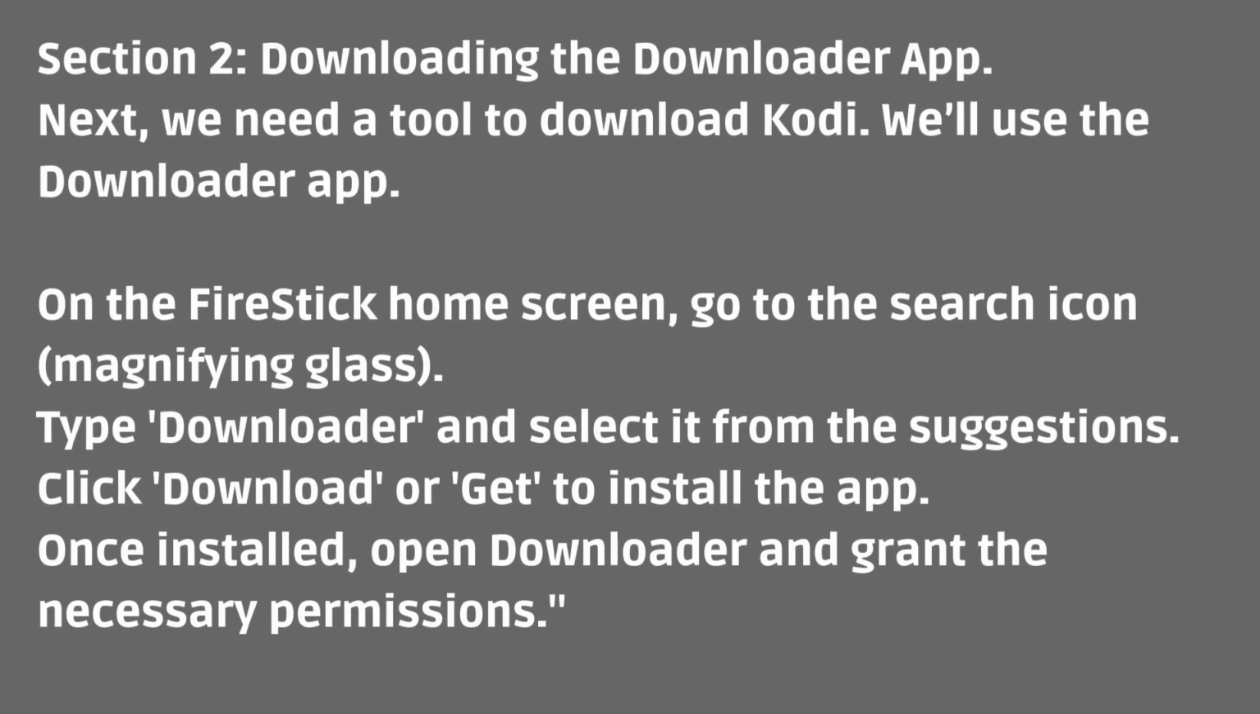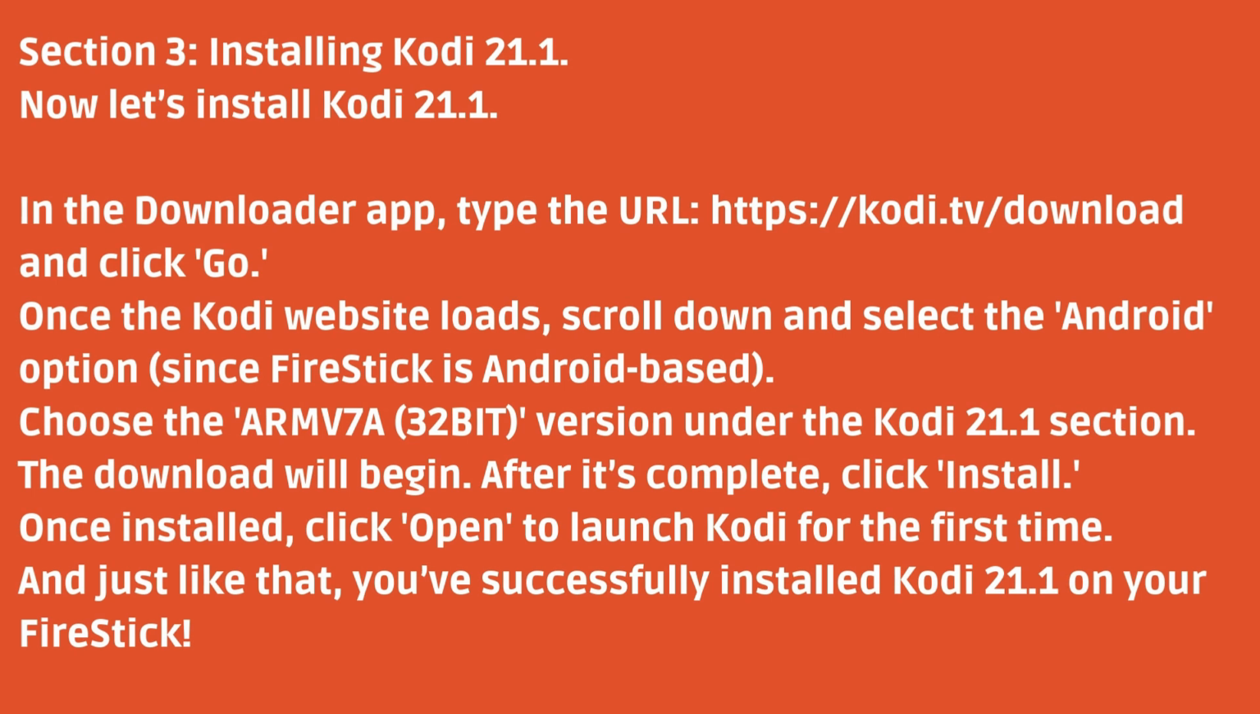Click Download or Get to install the app. Once installed, open Downloader and grant the necessary permissions. Section 3. Installing Kodi 21.1. Now, let's install Kodi 21.1.